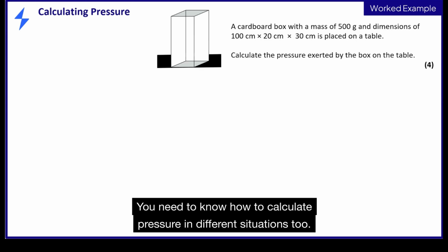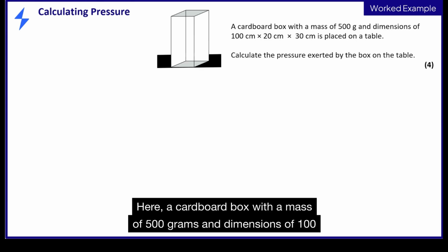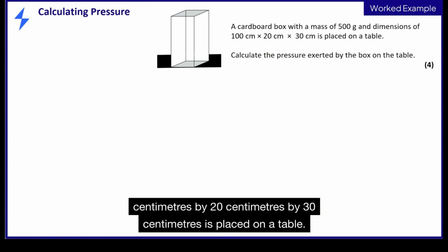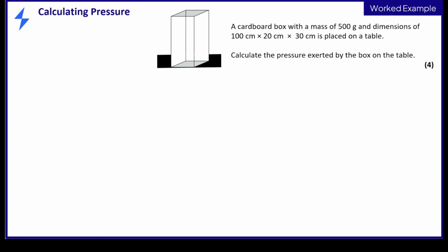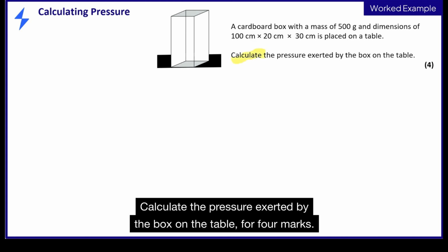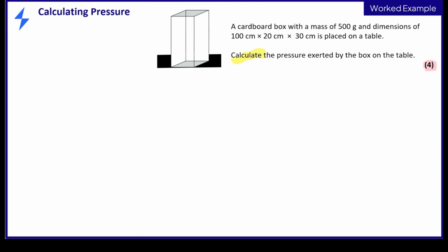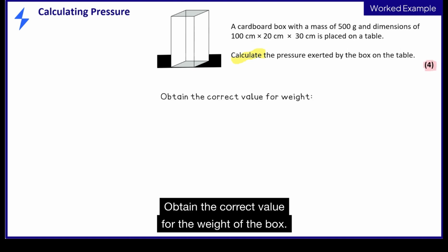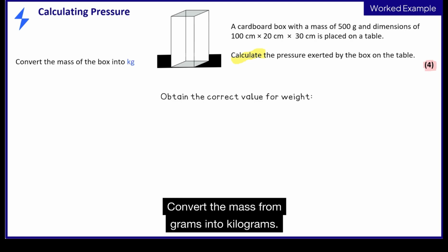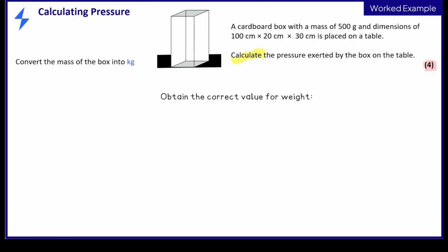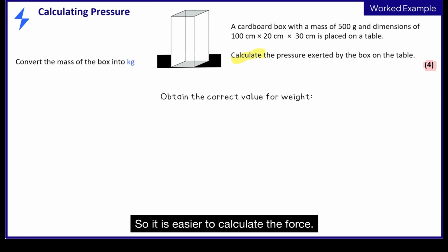You need to know how to calculate pressure in different situations too. Here, a cardboard box with a mass of 500 grams and dimensions of 100 centimeters by 20 centimeters by 30 centimeters is placed on a table. Calculate the pressure exerted by the box on the table for 4 marks. Obtain the correct value for the weight of the box.